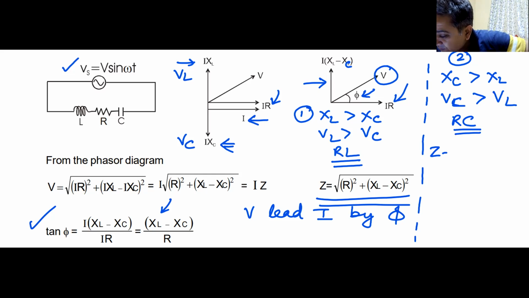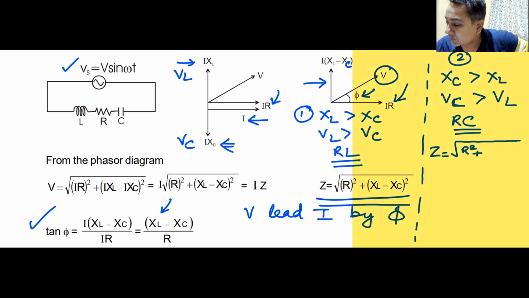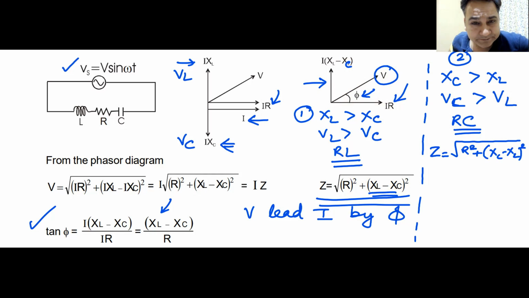In this case, the impedance Z will be written as, I hope you know this, R square plus, in the first case, it was XL minus XC square, and now it will be XC minus XL square. I hope you understand this.